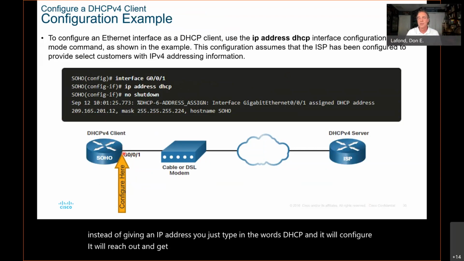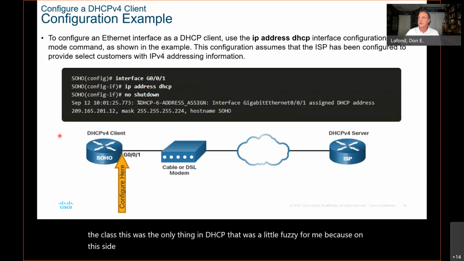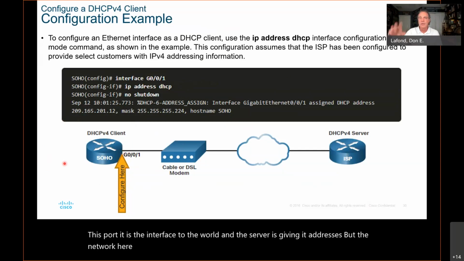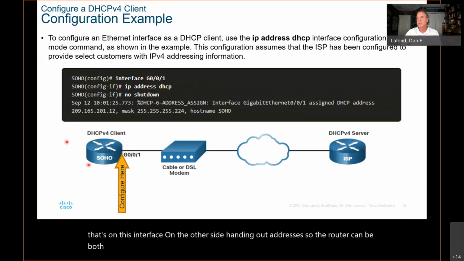I hope that helps. Again, when I went through the class, this was the only thing in DHCP that was a little fuzzy for me, because on this side of the router, it's handing out addresses, right? It can do both. This port is the interface to the world, and the server is giving it addresses. But the network here, where we're going through the pool and everything else, is on the interface on the other side, handing out addresses. So the router can be both.